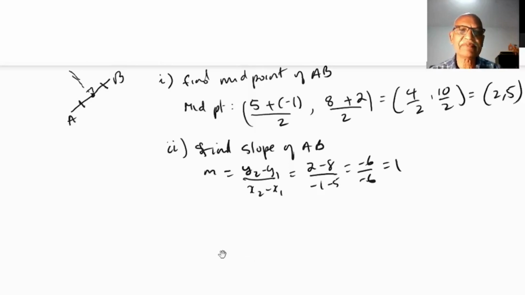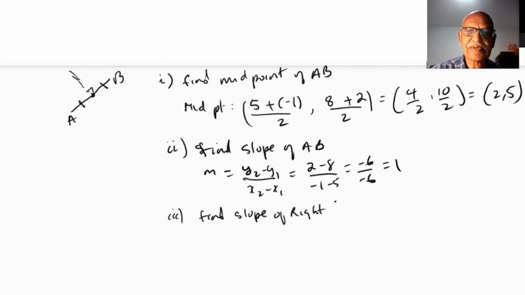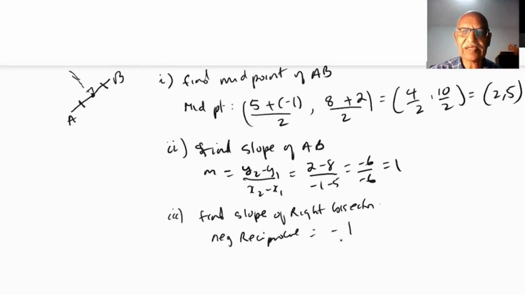Now the third step would be to find the slope of right bisector. The slope of right bisector is negative reciprocal of slope of 1, which is negative reciprocal, which is equal to -1. -1/1, so slope is -1.